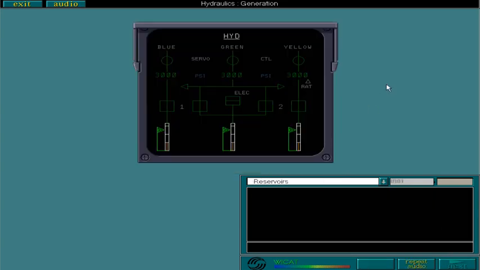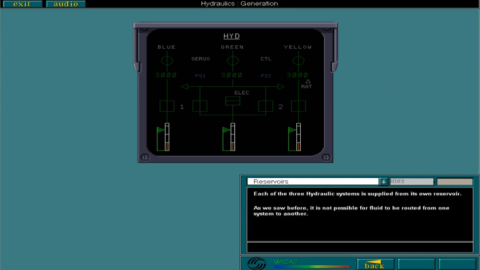Each of the three hydraulic systems is supplied with its own reservoir. As we saw before, it is not possible for fluid to be routed from one system to another. All reservoirs are automatically pressurized by air pressure from the pneumatic system in order to avoid pump cavitation.